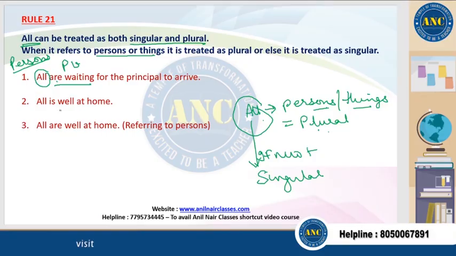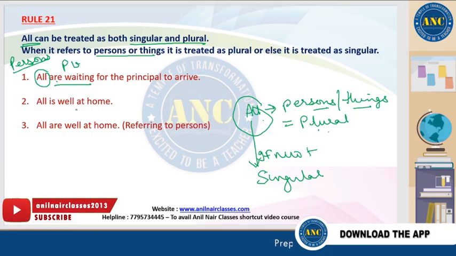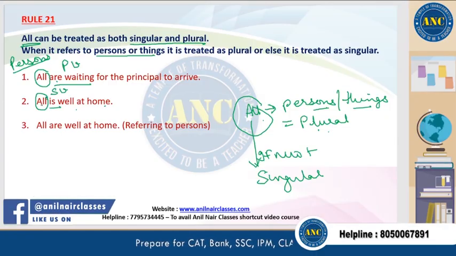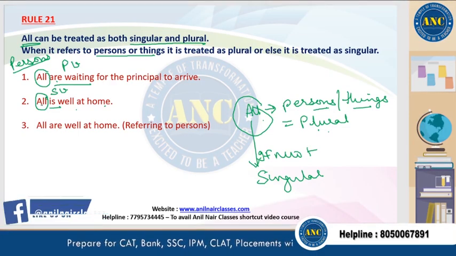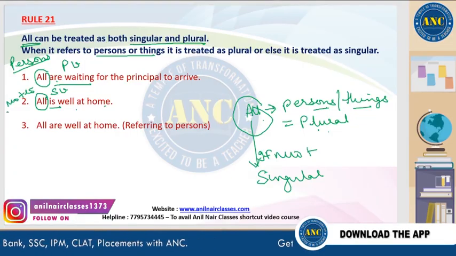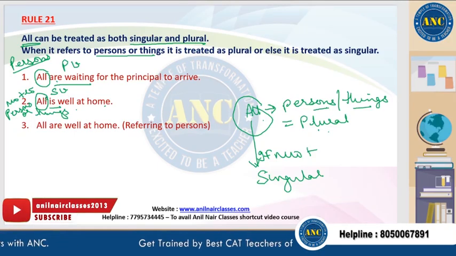Clear? Now, all is well at home. Is is the singular verb. Now what is well at home? All. Now is this all referring to either a person or persons or things? No, it's not referring to persons or things. So when it is not referring to persons or things, it will be singular. So it is correct. Right?